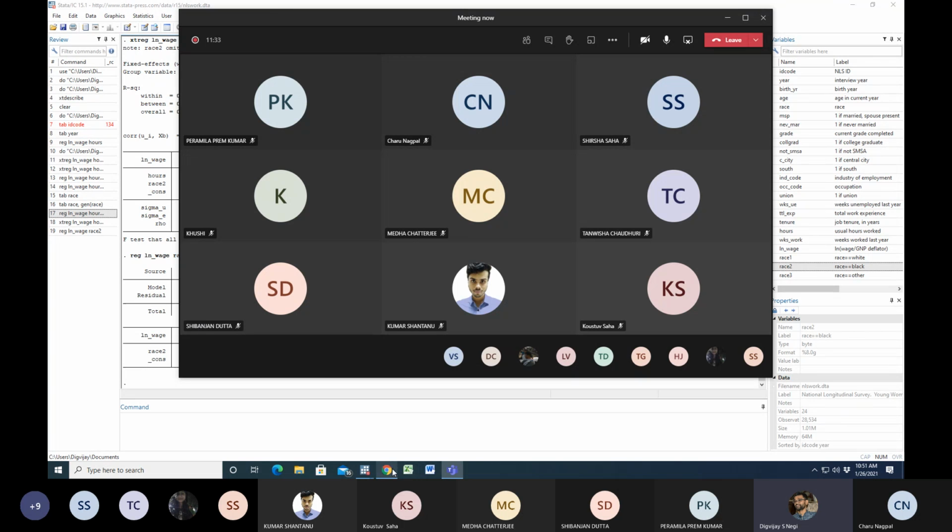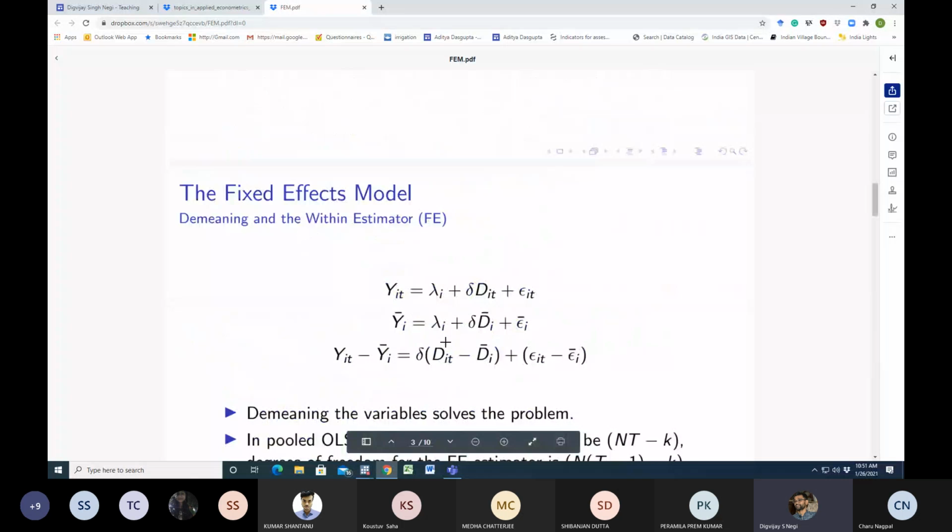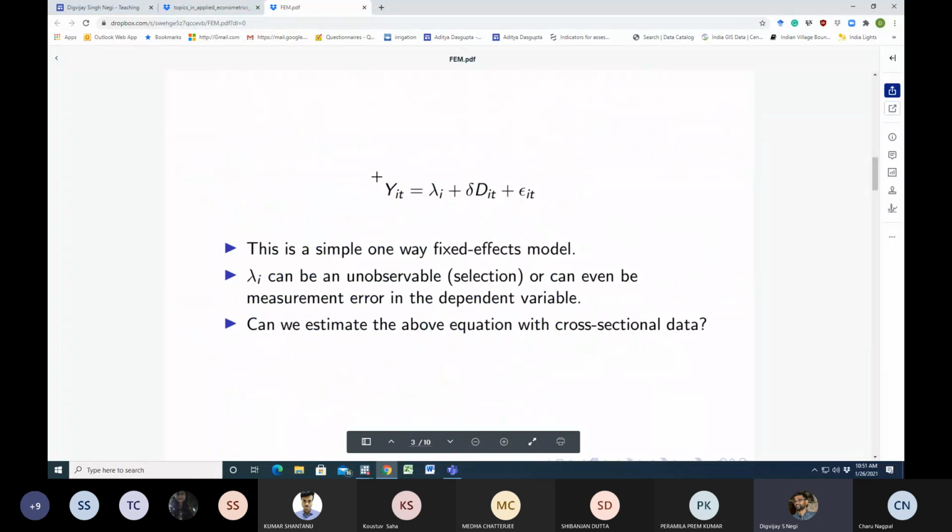So going back to the model that I showed you, this is the model that we are estimating. Here i is our women, and t are those time periods. Y in this example is log wage for woman i in time period t, and D_it is our working hours for woman i in time period t, and these lambda i's are the fixed effects. So they are at the individual level.